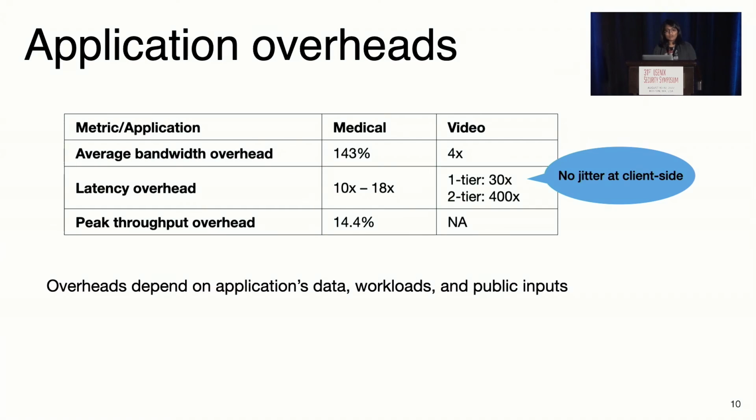The exact overheads depend on the application's data, workloads, and the public inputs that are used for computing traffic shapes. What Pacer provides is a way for developers to configure the trade-off between the overheads that they are willing to incur and the privacy guarantees that they want for their application.